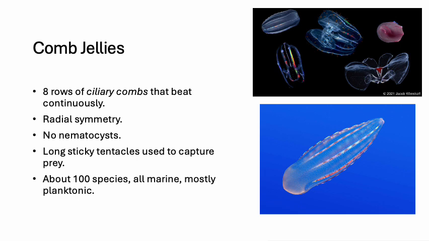Comb jellies might look like jellyfish, but they're actually a completely different group. Instead of stinging cells, they use long, sticky tentacles to capture prey. Their name comes from the rows of ciliary combs that beat in coordinated waves, creating a shimmering rainbow of light as they move through the water. These combs not only propel them forward, but also make them some of the most mesmerizing animals to watch in the plankton. Even though they're delicate and transparent, they are efficient predators of plankton and play a big role in the ocean's food web.